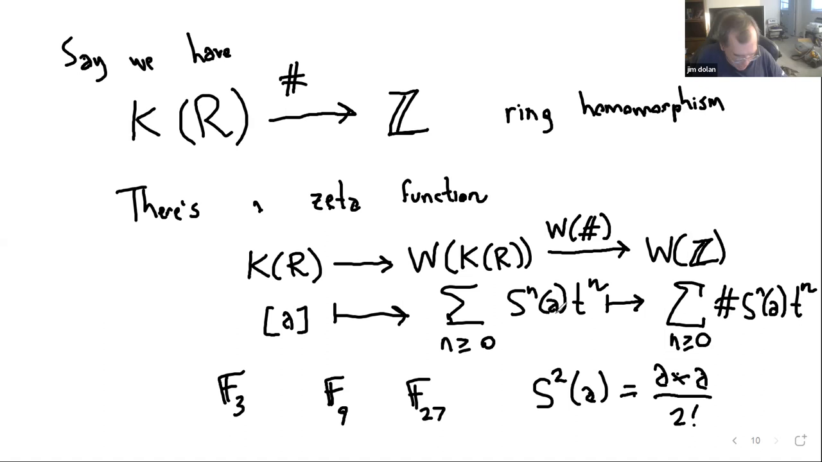Yeah, but I can't say much more intelligent stuff about this. But there is a lot of intelligent stuff to say about it. It has a lot to do with thinking about characters of representations of finite groups. Okay, it's starting to make sense to me.